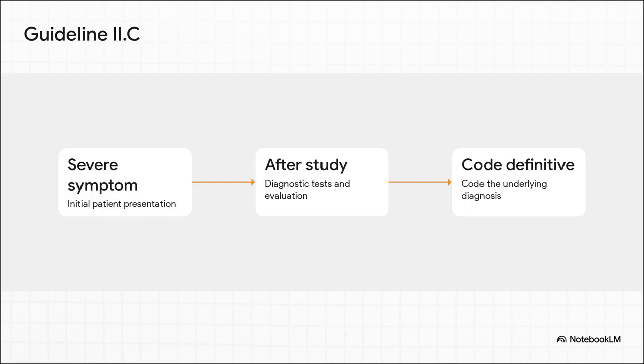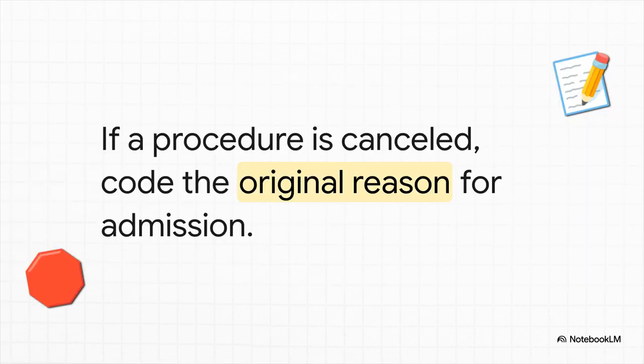All right, Guideline 2C. This one builds directly on our core definition. If a patient comes in with a severe symptom, and the after-study testing reveals the definitive underlying cause, you always code the definitive diagnosis. You never just sequence the temporary symptom as your principal. Severe chest pain gets overridden by the acute MI. Shortness of breath gets overridden by the severe COPD exacerbation. The definitive diagnosis always wins. Finally, we have Guideline 2F, which covers a really interesting scenario.